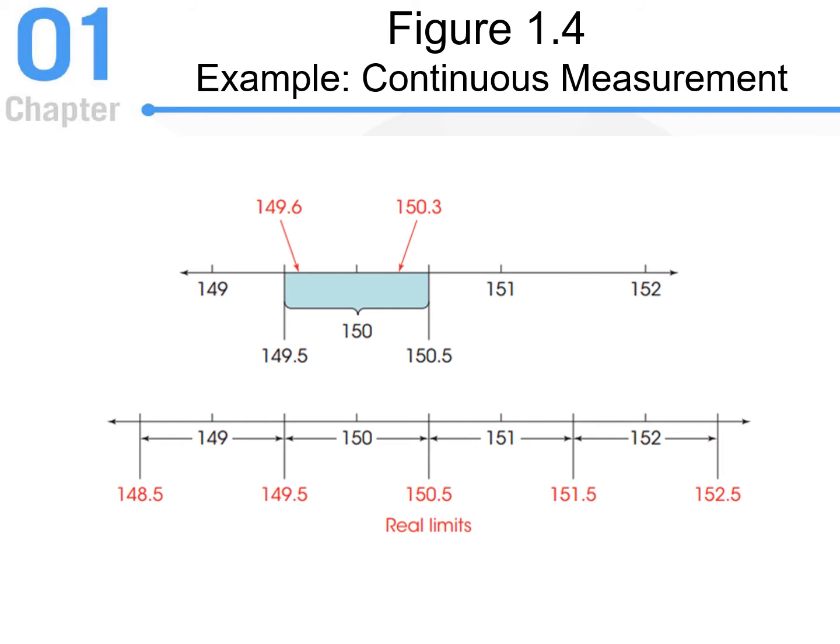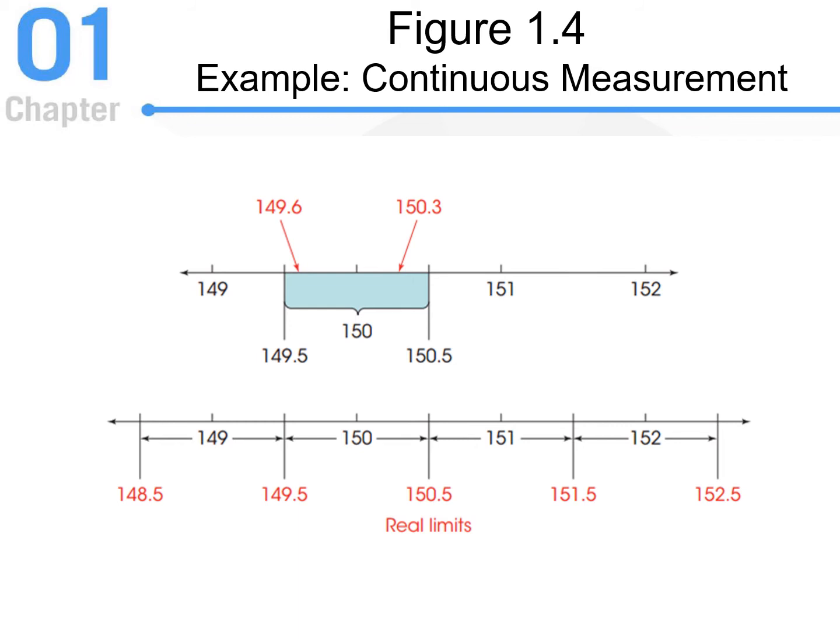So with continuous measures, we have something called real limits. And real limits are just these imaginary boundaries where we would either round up or round down and they would fit into one category. For example, if someone scored 149.6 and someone else scored 150.3, those are two different scores, but we can comfortably lump them together into the 150 bin. So as you see, we round up 149.6 to 150, and we round down 150.3 to 150.